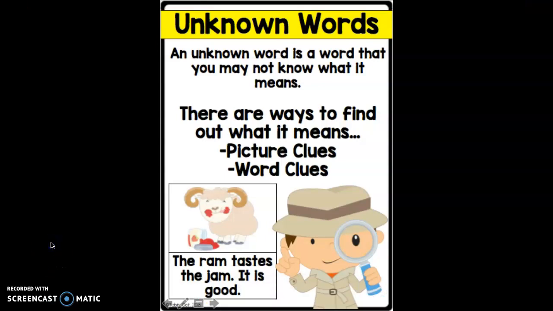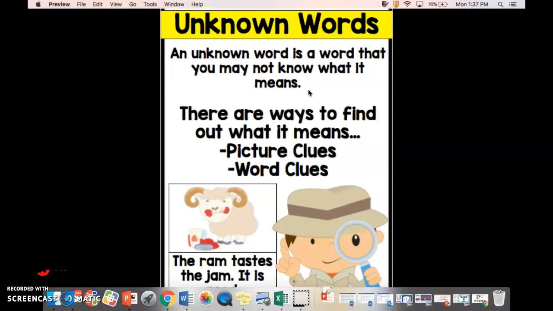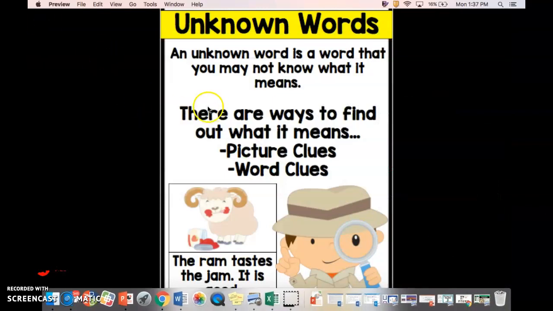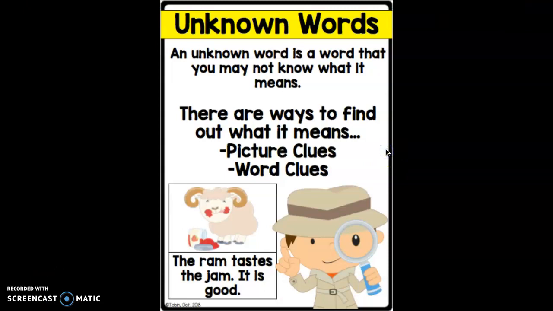Boys and girls, this is your how-to sheet for unknown words. An unknown word is a word that you may not know what it means. Sometimes when we are reading, we come across a word and we can read it, but we have no idea what it means. So we want to use these strategies to help us figure out what those tricky unknown words are. There are ways to find out what it means.